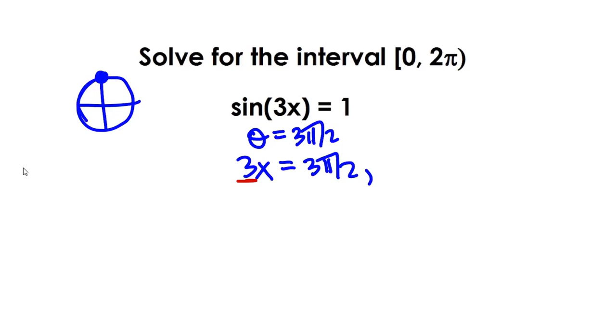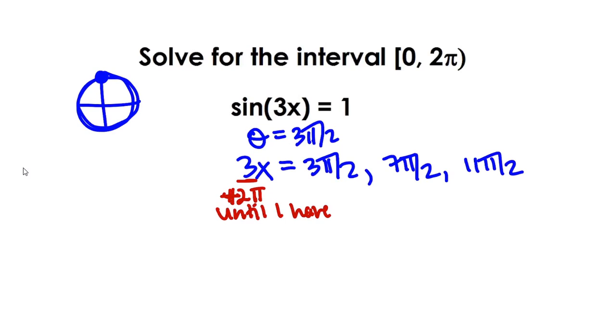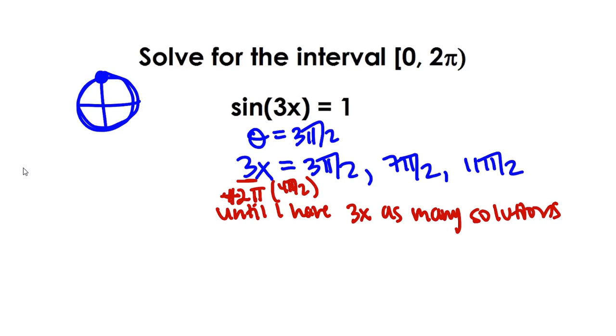So for 3 pi over 2, I need to go around 1 whole time. So 3 pi over 2 plus 2 pi, or 4 pi over 2, would be 7 pi over 2 and 11 pi over 2. So I'm going to add 2 pi until I have 3 times as many solutions. And I added 2 pi, or 4 pi over 2. So now I'll divide by the 3, divide by 3, divide by 3. And what that looks like is x equals 3 pi over 6. So that's pi over 2.